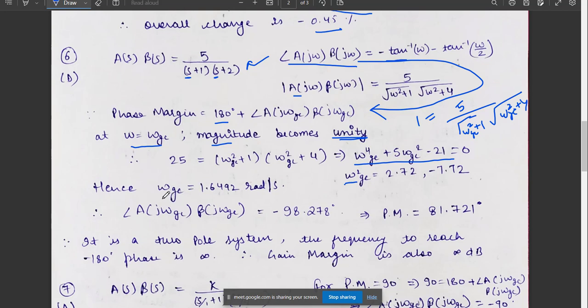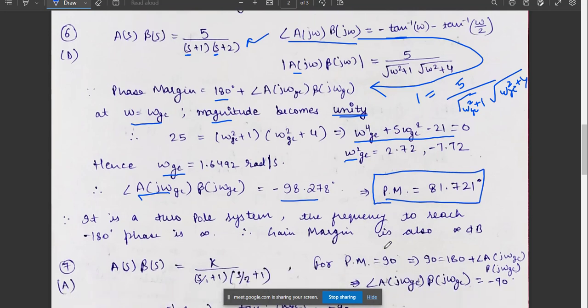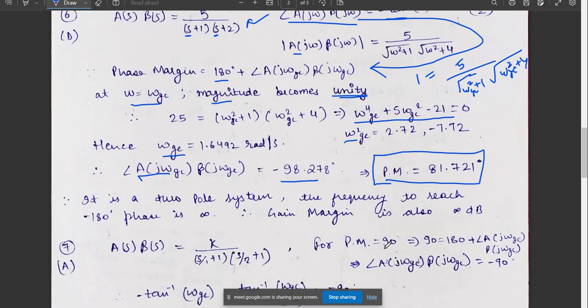So now we have got the value of omega gc. We put it in the phase equation, that is angle of A(j omega gc) into B(j omega gc), and we get the value minus 98.278 degrees. Since we have the value of the phase, the phase margin will be equal to 180 degrees minus 98.278 degrees. So the phase margin will become 81.721. Now we need to know that it's a two pole system.